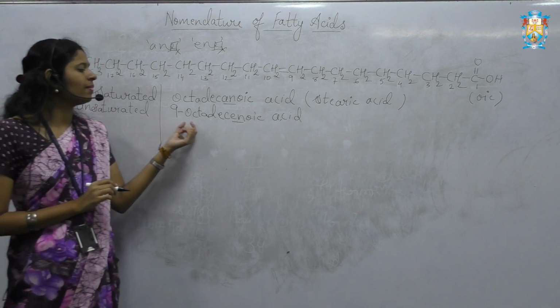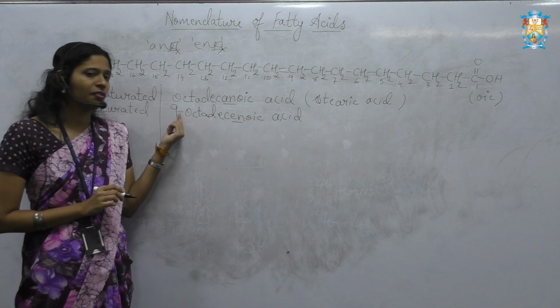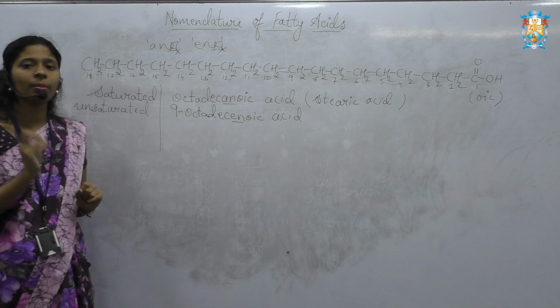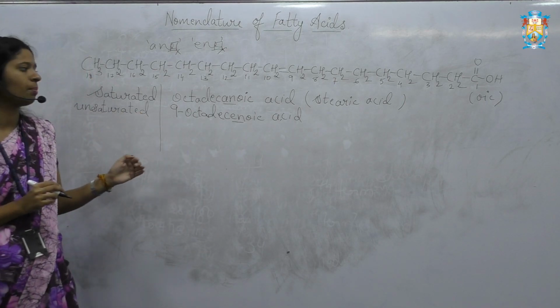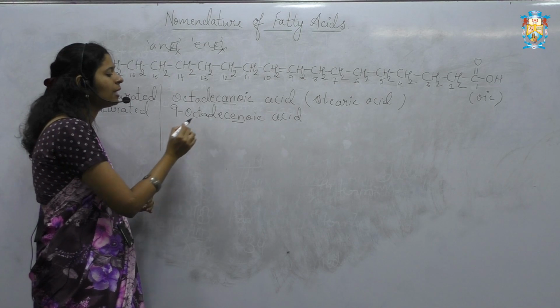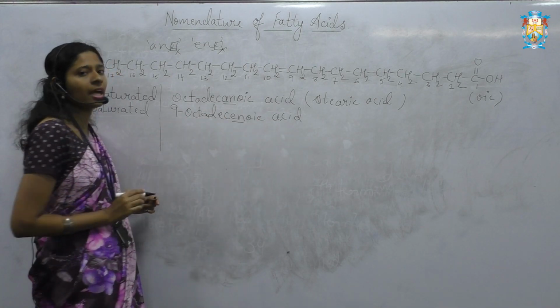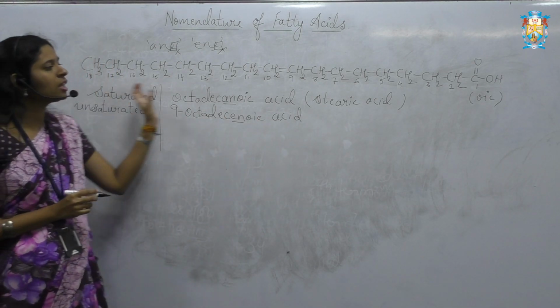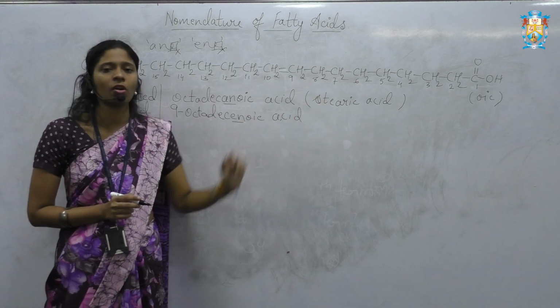Between a number and the alphabet, there will be a hyphen. If there are two numbers, there will be a comma. That we'll see in the next example. So here we name it as 9-octadecanoic acid. If you see, the molecule is in a cis conformation.